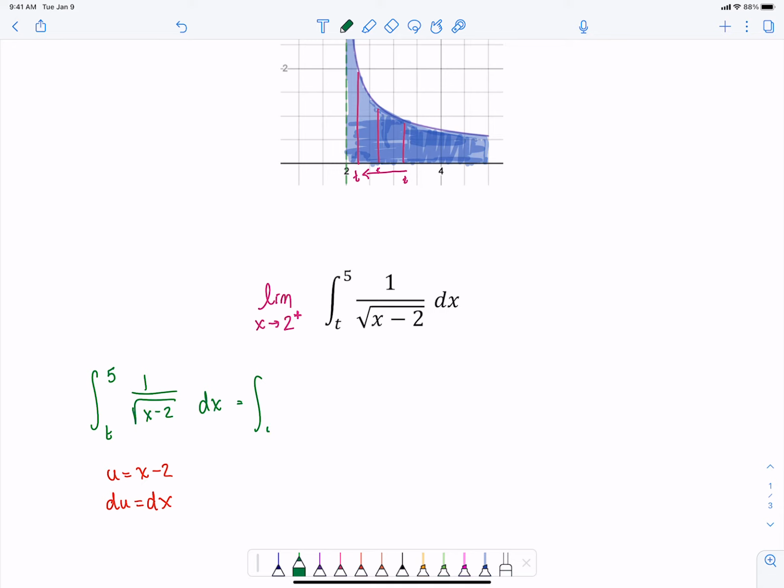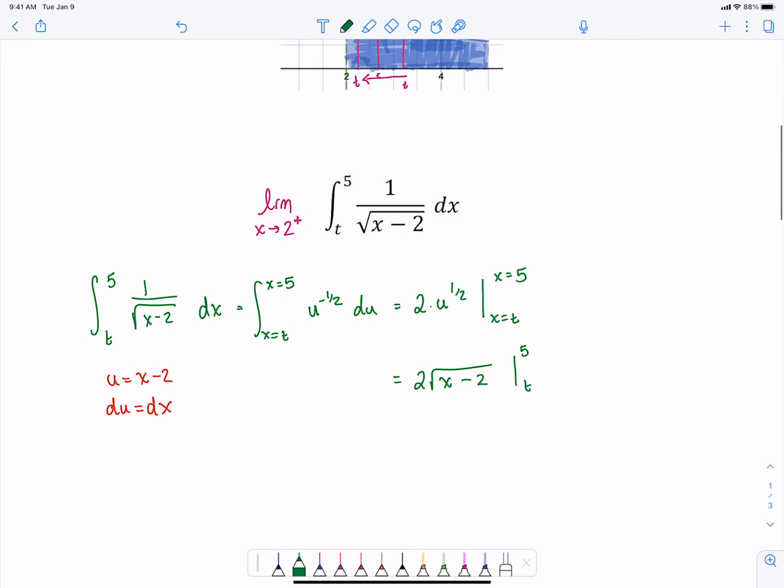I'm also not going to change the limits of integration because I really don't want to. So I'm going to write that x is equal to t and x is equal to 5, so that I remember that I didn't change my limits of integration. And then I'm going to write this as u to the negative 1/2, so I can use the power rule to get u to the 1/2, and then times that coefficient of 2. And again, this is from x equaling t to x equaling 5. So we'll plug back in our square root of x minus 2 from t to 5.